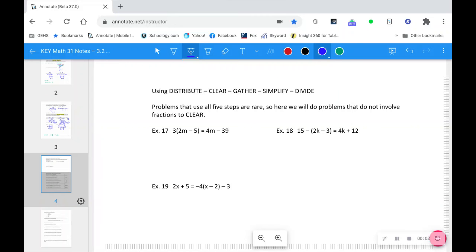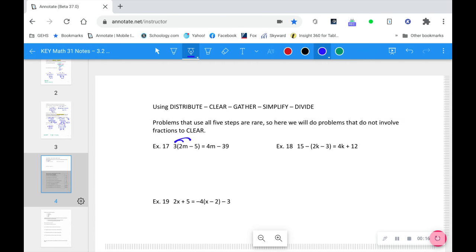Okay, we're finishing up the 3.2 notes, and this is page 4 of the Math 31 3.2 notes. So we're going to distribute in this problem. You can see there's parentheses with the multiplication outside and a subtraction inside. So that's going to take us to 6m minus 15, excuse me. And then that equals 4m minus 39.